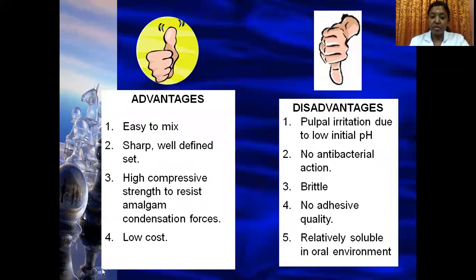So what are the advantages of zinc phosphate? It is easy to mix. It has got a sharp and well-defined set. It has got a high compressive strength. Hence, it is able to resist the condensation forces of amalgam. It has got a low cost.